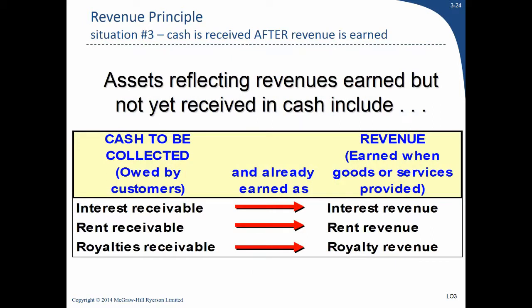Rent receivable. Here's a good example. If you haven't paid your landlord for a few months, he or she is still recording the revenue every month. You still owe it to them. Okay. What's going to happen on their books is they're going to recognize the revenue, and they're going to recognize the receivable for the cash.